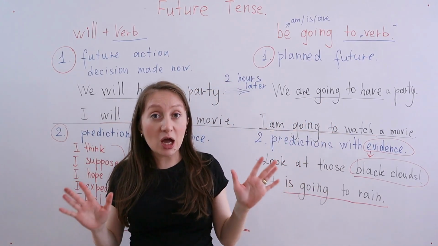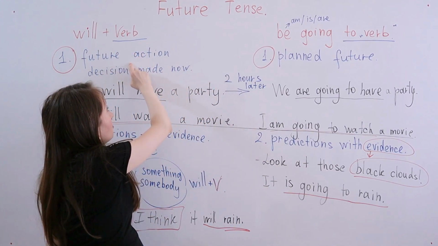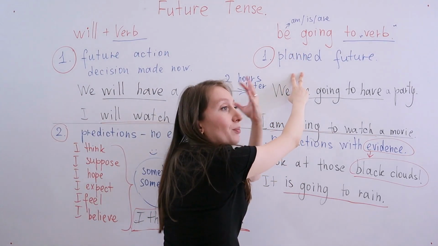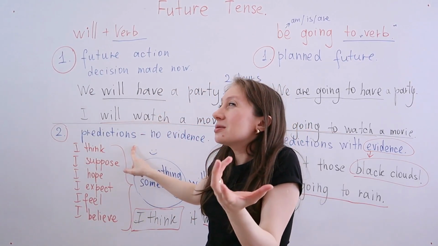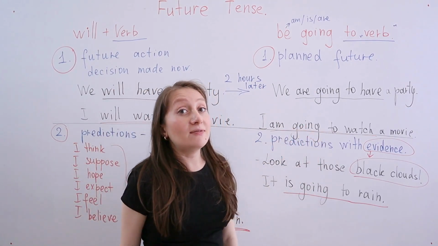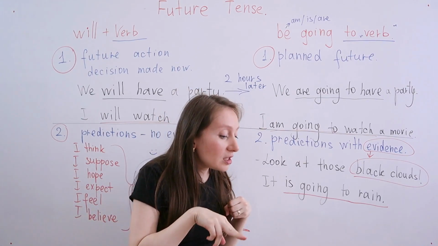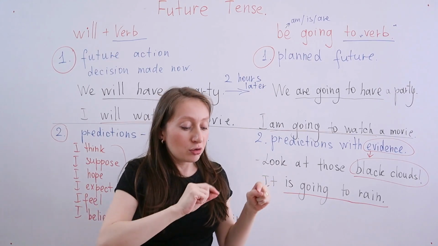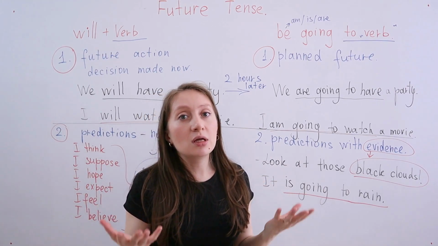Right now, your task is to write 1 sentence here, just future action, 1 sentence here, planned future action. Here, one sentence about predictions and one sentence for predictions with evidence. Just 4 sentences, write, read, and say it. As usual, the main rule from our lessons. You write, you read it, and you say it. And try to connect it with your real life.